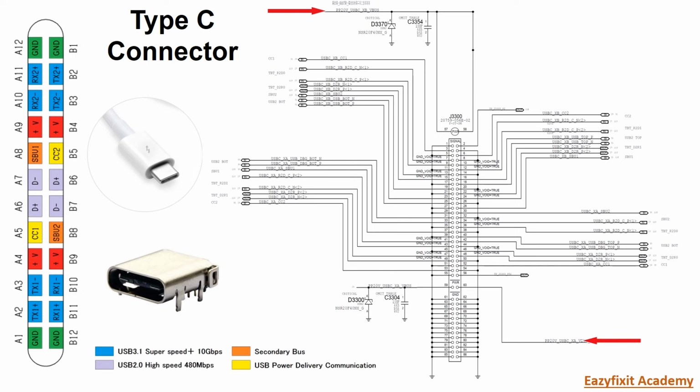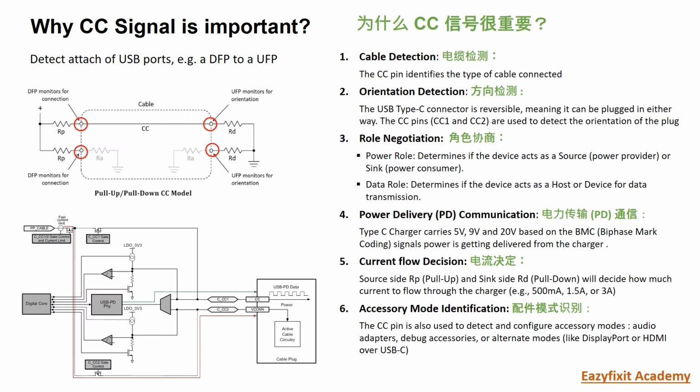Let me tell you about the Apple charger. If we are checking the V-bus rail, there won't be any power on the V-bus until it is connected to the MacBook. What is the secret? What is the theory behind it? Let me tell you why the CC signal is so important. What is the role of the CC signal? Cable detection. What is cable detection?